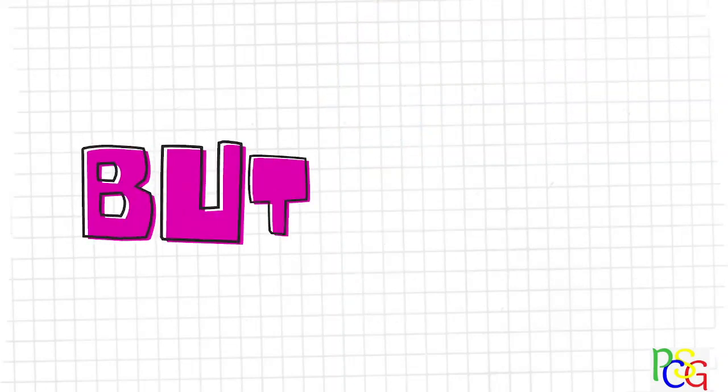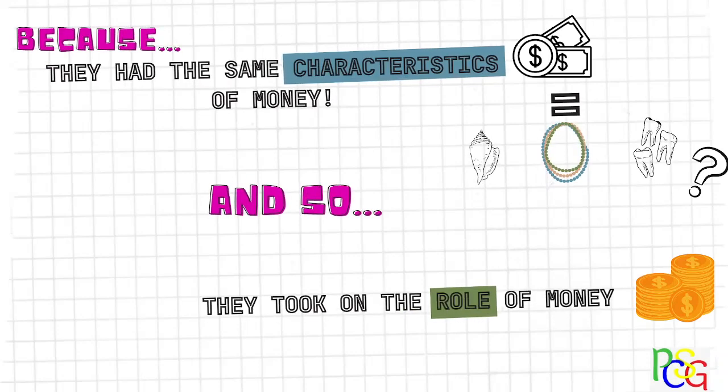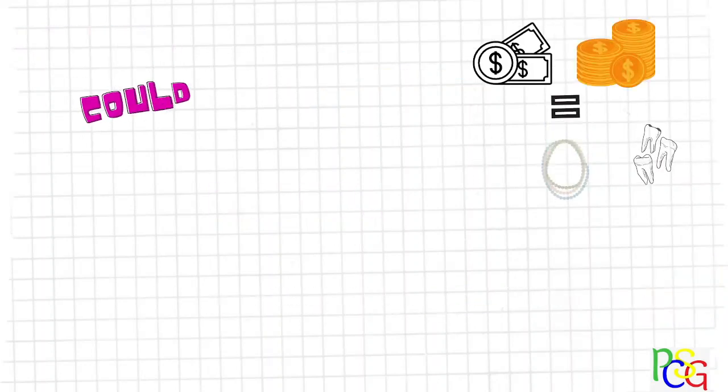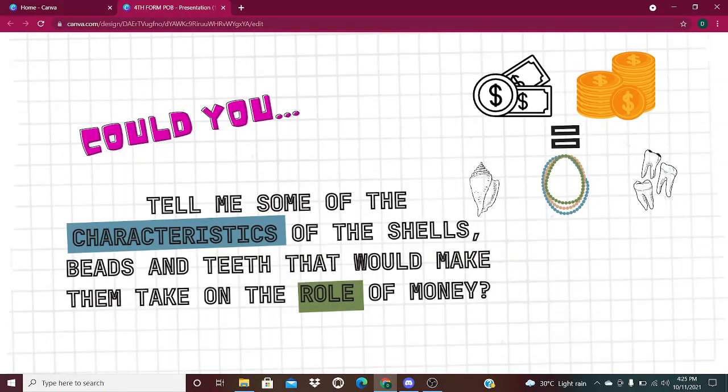Okay, well, I'll go ahead. It's simply because they had the same characteristics of money. And because they had the same characteristics of money, they took on the role of money. They could basically do what money does back in the day. Could you tell me some of the characteristics of the shells, beads, and teeth that would make them take on the role of money?